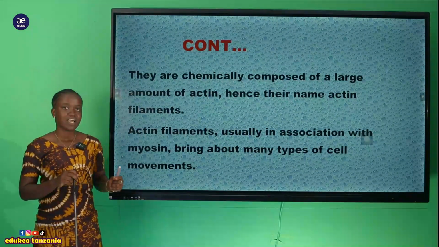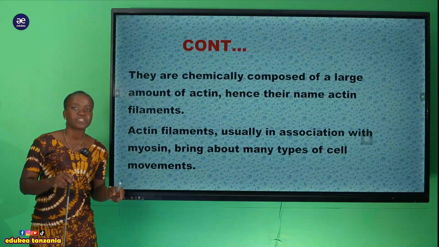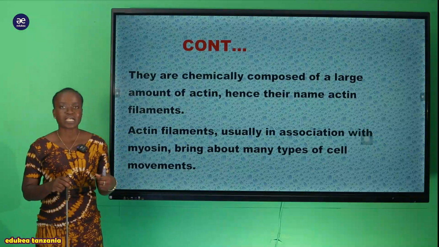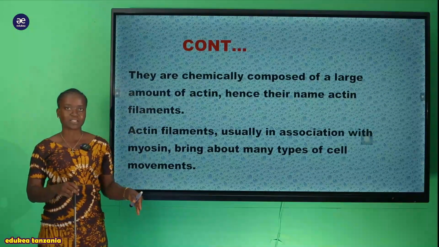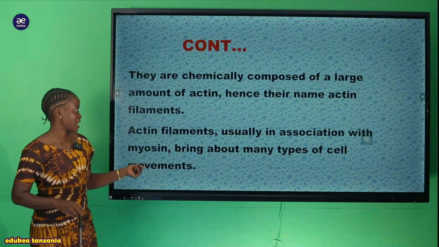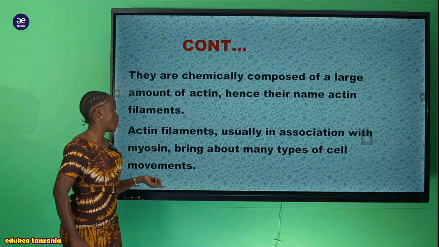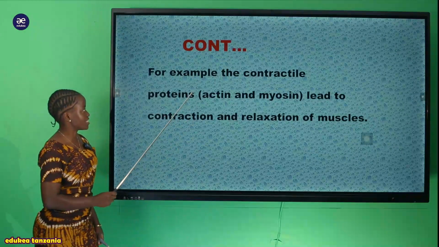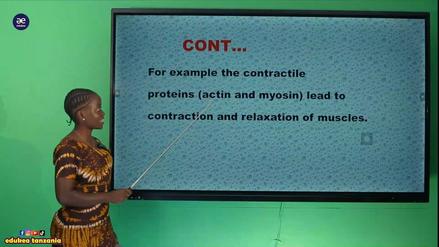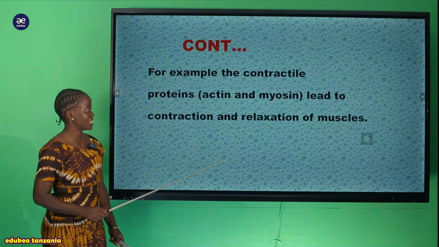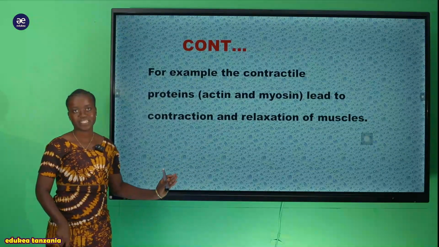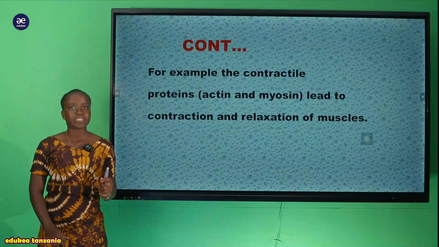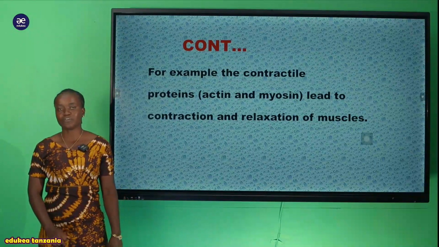For instance, this actin and myosin, they are found within the muscles. Ndipo ambapo sasa inasaidia for a movement, mtu anaweza akalocomote from one place to another. So the same, these bring about many types of movement. So for instance, the contractile proteins, that is actin and myosin, lead to contraction and relaxation of muscle. That I have already said. That is kwa mfano kwenye hile actin na myosin ambayo inapatikana within the muscle of a living organism.